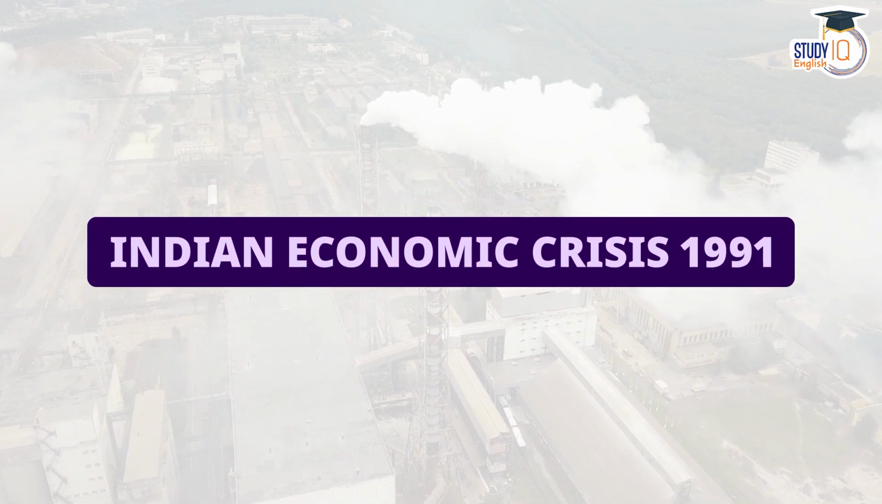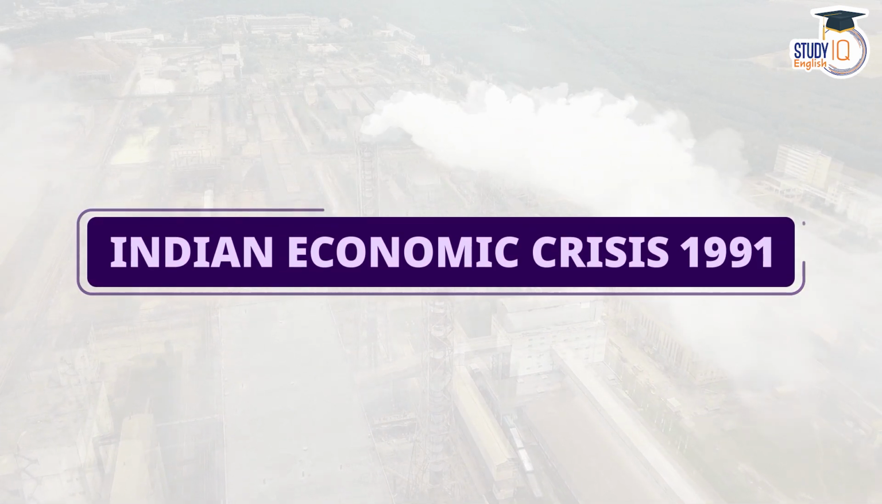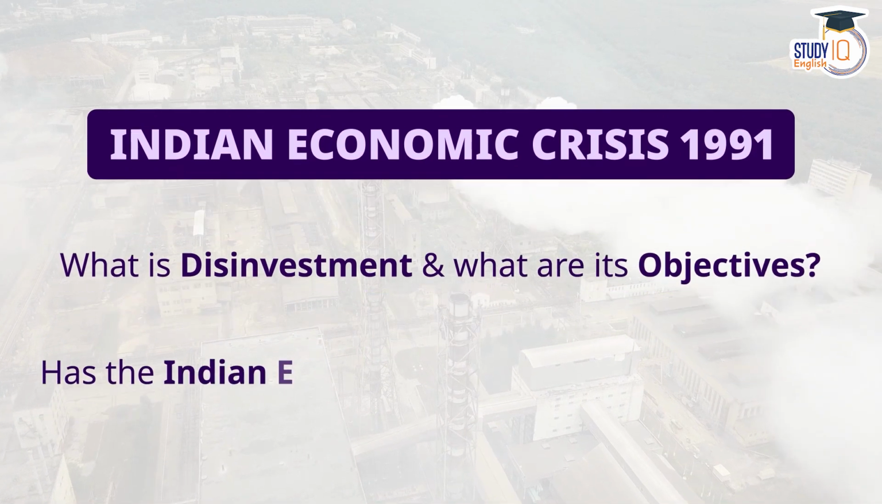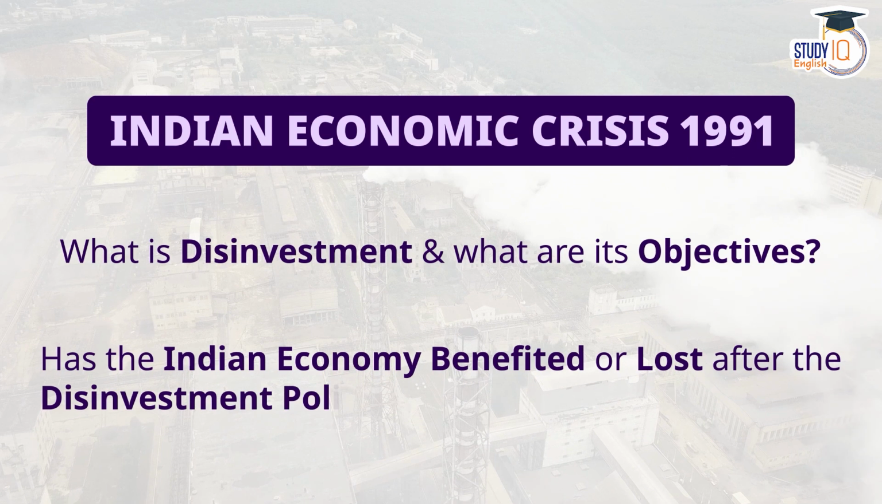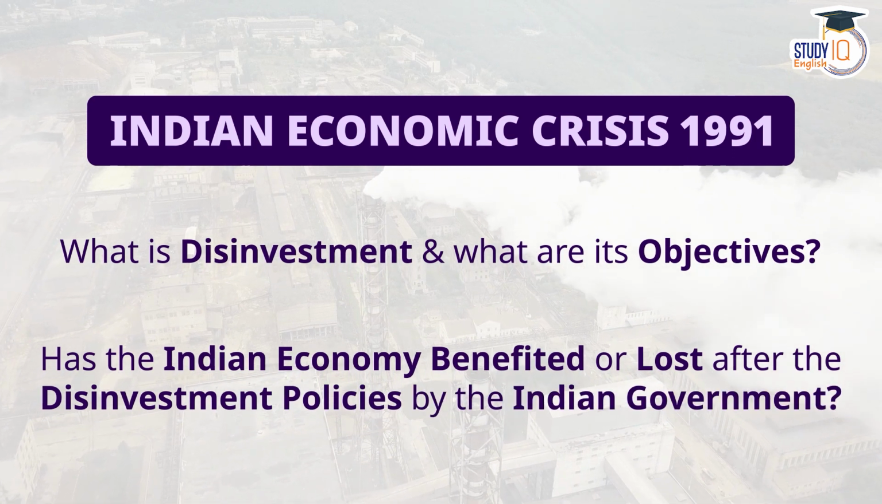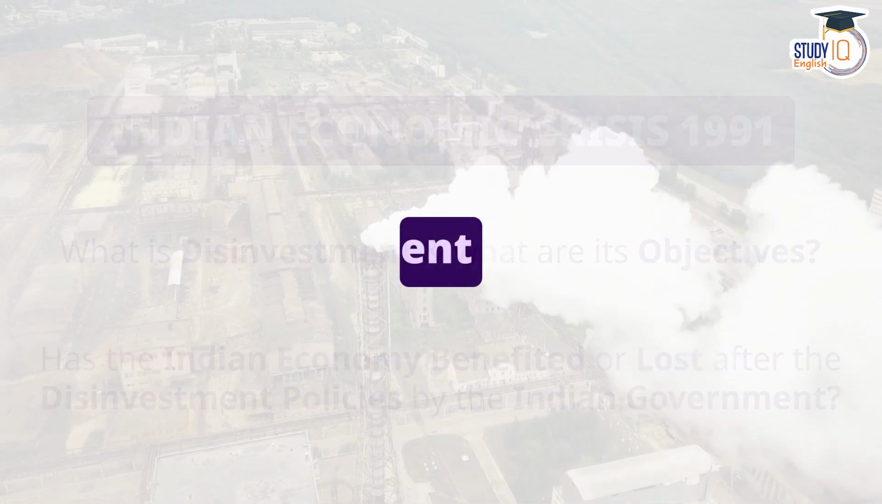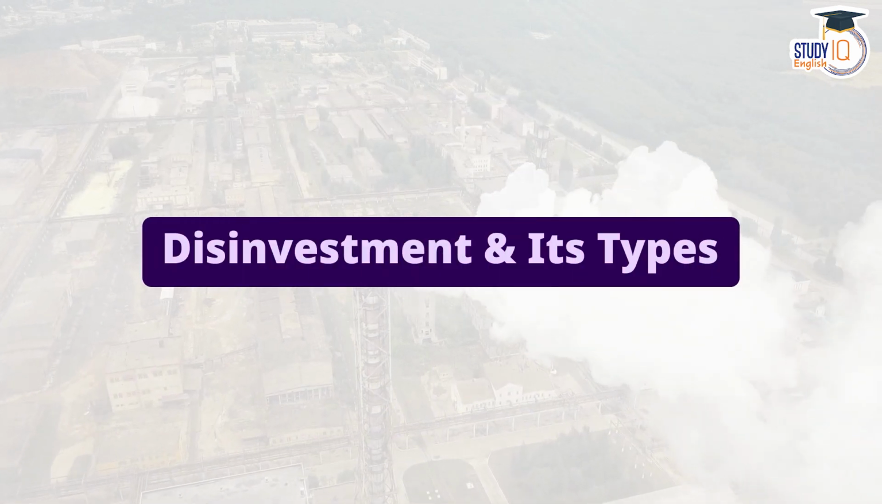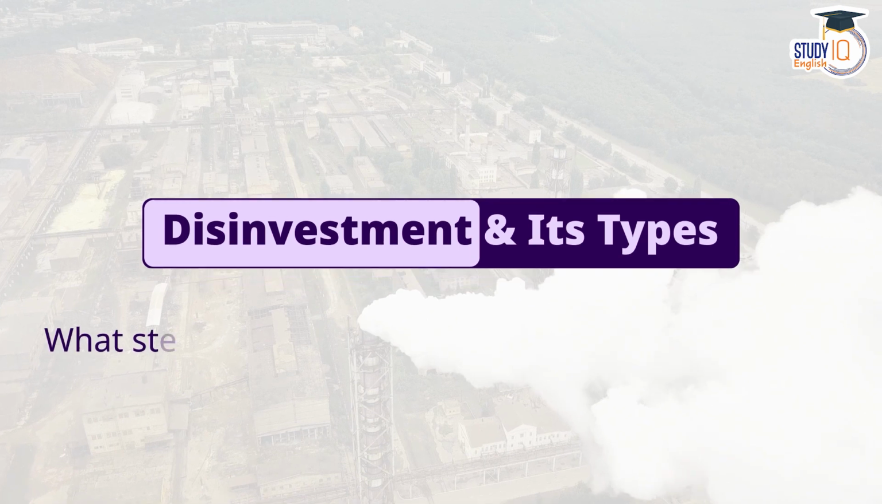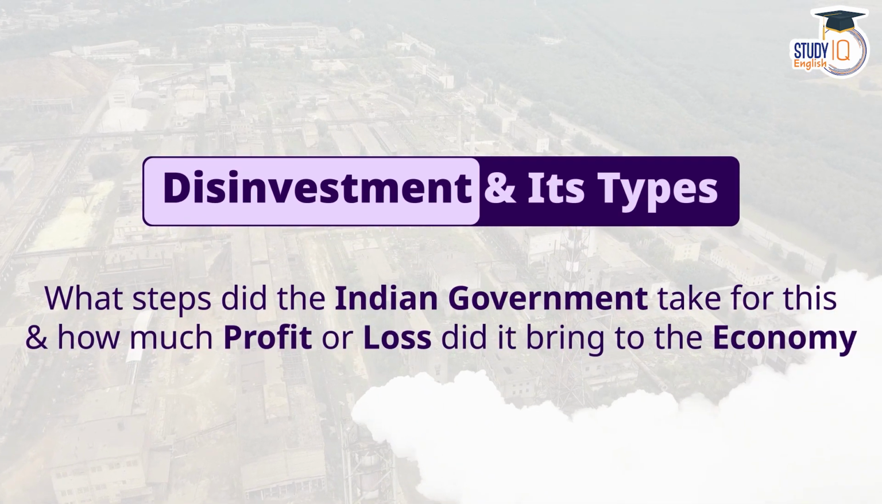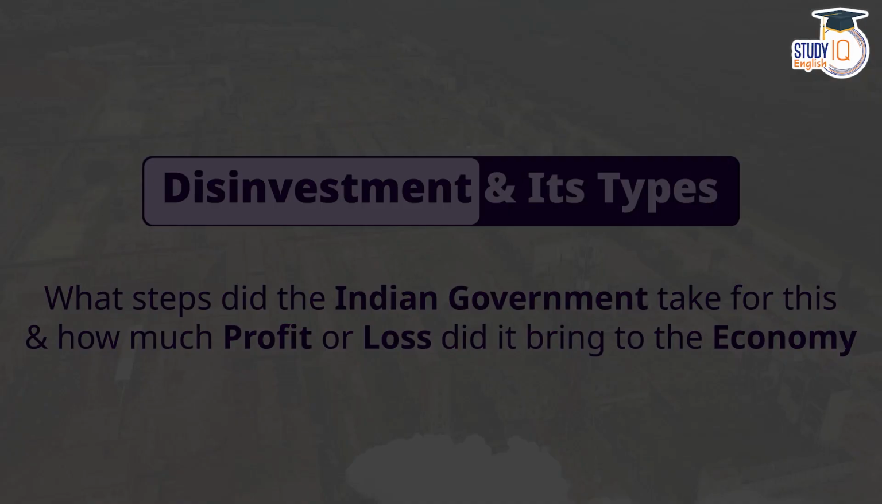So what was the 1991 economic crisis? And what is disinvestment and what are its main objectives? What did the Indian economy gain or lose after the Indian government initiated disinvestment? In today's video, we are going to address these questions. We will also discuss the different types of disinvestment. We will also look at the steps that the Indian government took for disinvestment, and whether it did harm or good to the economy. So let's get started.